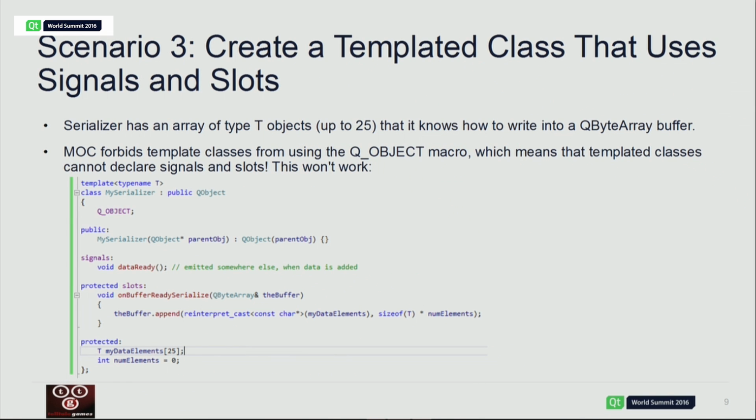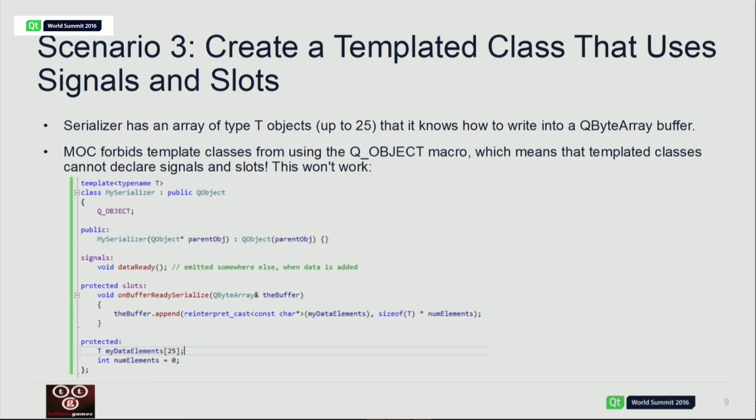Sorry, we've got a lot to talk about, so I'm going to have to keep blazing through this. So we've got a third scenario here. We've got a templated class that uses signals and slots. Now, we already know that's going to have problems, so this is the kind of ignorant implementation of it. So it's just a serializer.